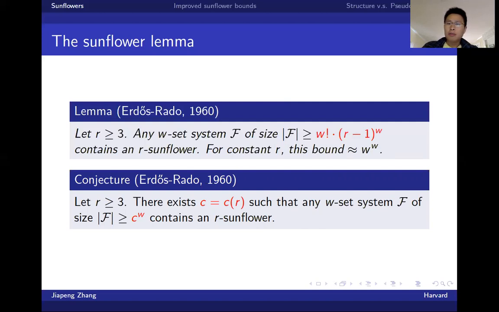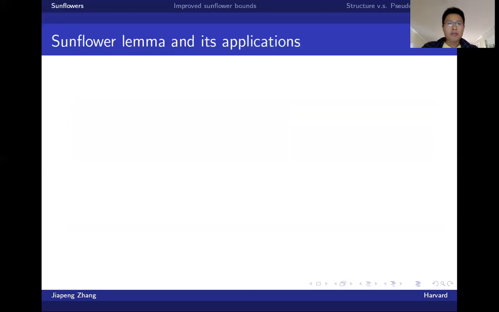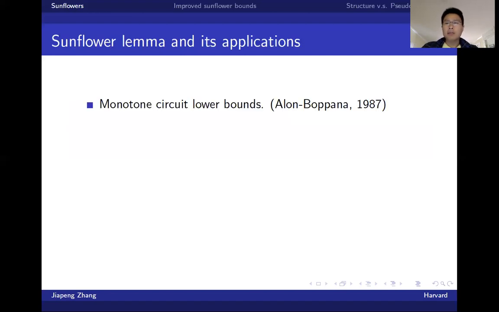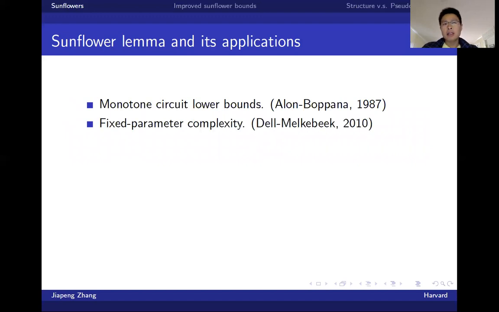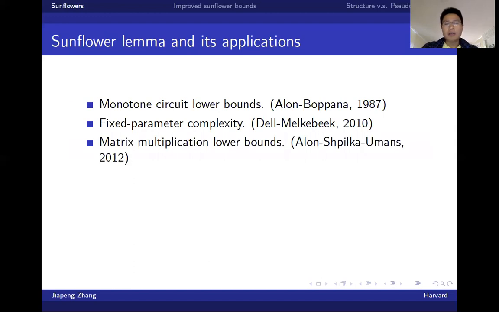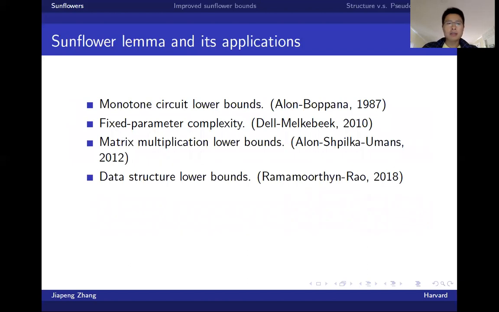So therefore, it's also a nice structure. I personally feel this is the main reason that the sunflower structure has many applications. For example, it has a lot of applications in theoretical computer science. It has applications in monotone circuit lower bounds, in fixed parameter complexity, and also matrix multiplication lower bounds, and also data structure lower bounds.